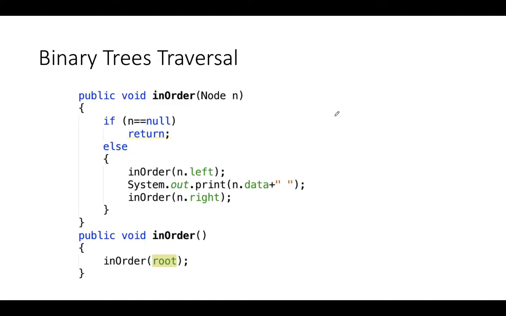So let's do the InOrder traversal. We can easily do that using recursion. We have a method called InOrder that takes a node. If the node is null, we just return. We don't need to print anything. The root node is empty. Else, we do InOrder for the left part, and then we print the data of the root, and then we do InOrder for the right part. This is because it's in order.